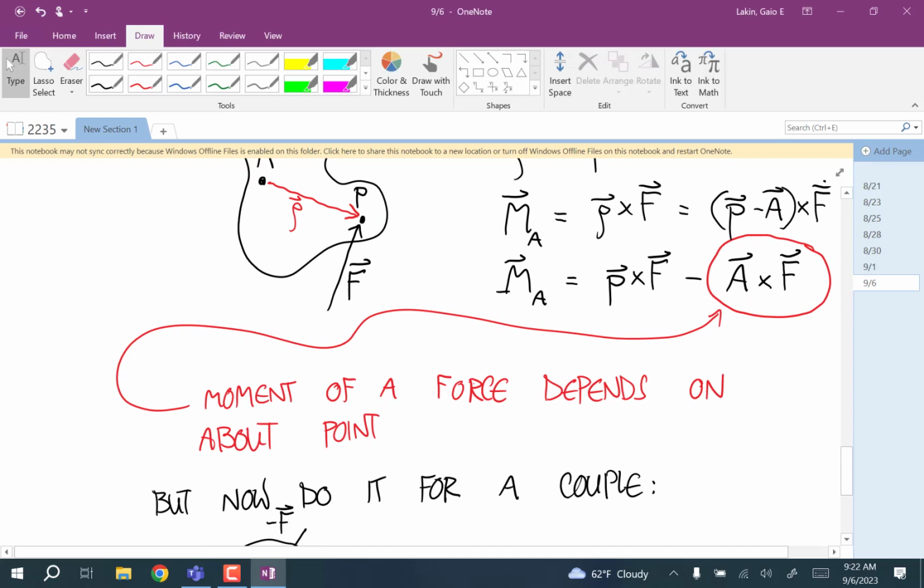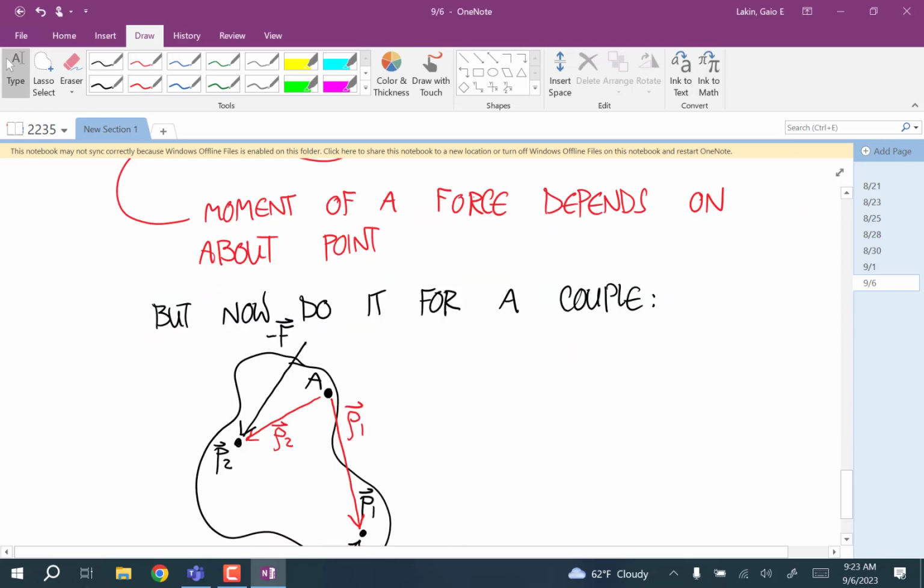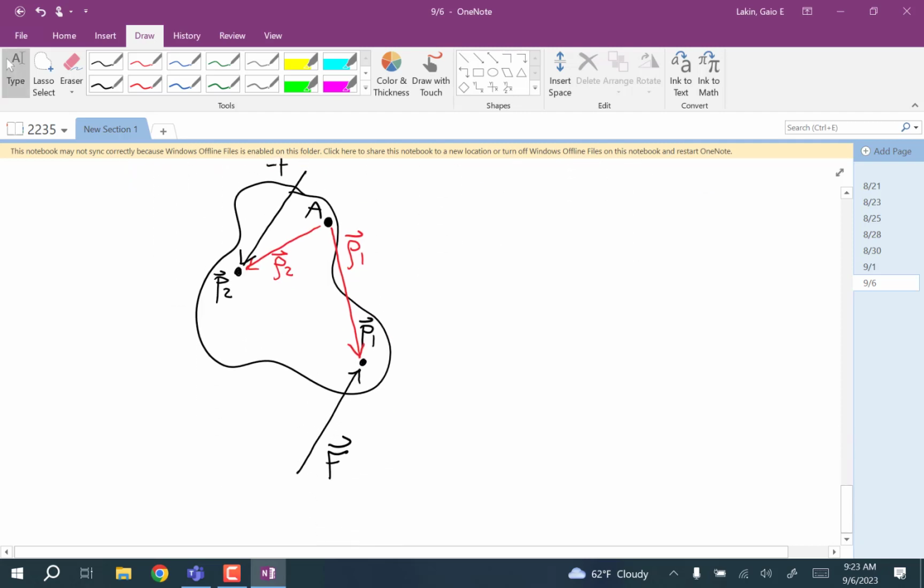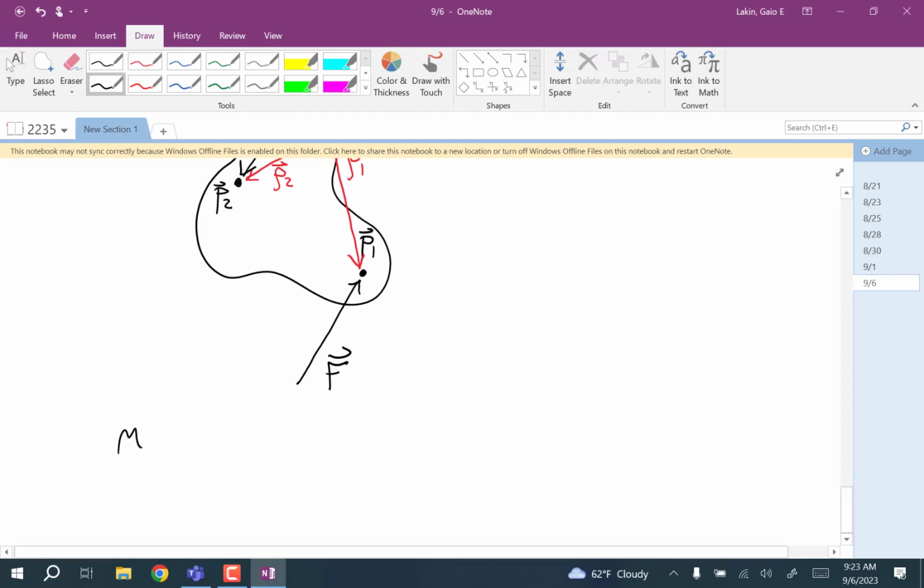It's the A's are going to cancel out, and they're just not going to be in there. Okay, so where you can see for the moment of a force that A is in there and there's nothing you can do about it, this one, it's gone, and it just doesn't matter. No matter what about point you choose, the moment is going to be the same. Okay, so let's see that happen. Okay, so the total moment. You'll see where it cancels in the equation.